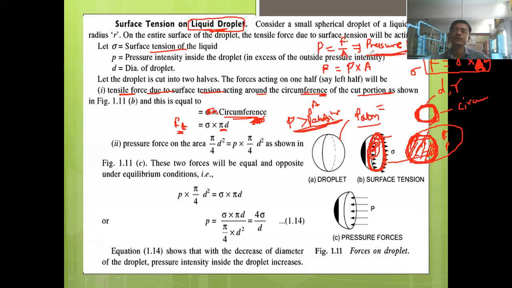And how can we find this pressure force? This pressure force Fp is equal to pressure intensity multiplied by area. If I take this area on this side, then this pressure force will be equal to P into surface area, or this area of the circle. So instead of this A we can write pi by 4 into d square. This is the area of the circle. Now what we are doing here, we must equate these two, because these are equal and opposite in nature under equilibrium condition.